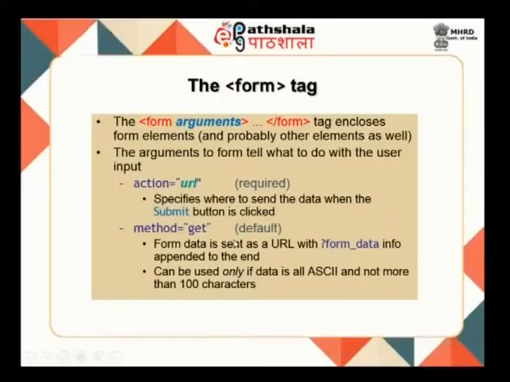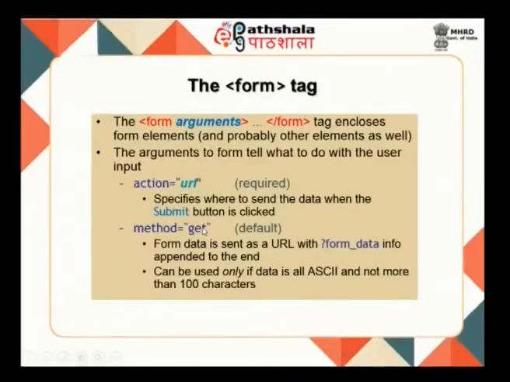Now, let us see what attributes you can have in the form tag. One important attribute is called action, and it has a URL. This is normally required. When you give the action attribute, it specifies where to send the form data when you click on the submit button. The next attribute you may have in the form tag is the method. There are 2 methods you can use. The method can be given as either a get method or a post method. By default, the method is taken as a get method.